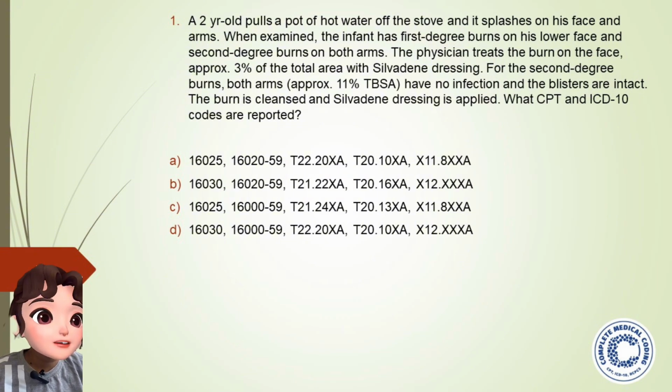A 2-year-old pulls a pot of hot water off the stove and it splashes on his face and arms. When examined, the infant has first-degree burns on his lower face and second-degree burns on both arms. The physician treats the burn on the face, approximately 3% of the total area, with silvadene dressing. For the second-degree burns, both arms, approximately 11% TBSA. TBSA means total body surface area.